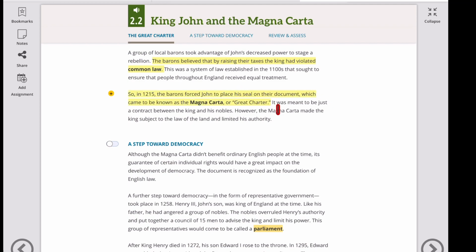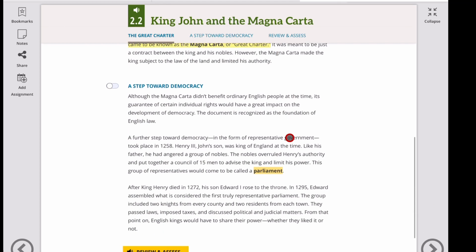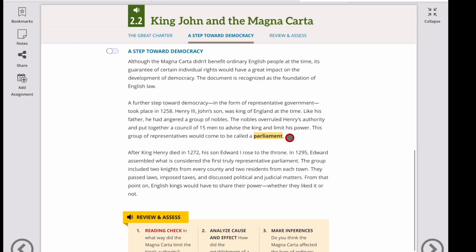Now, this simple piece of paper is recognized as the foundation of English law, a further step toward democracy in the form of representative government that took place in 1258. As was explained with the presentation a while ago, this led to the development of the parliament, which is a group of representatives from different counties, which is most likely represented by the noble class only.